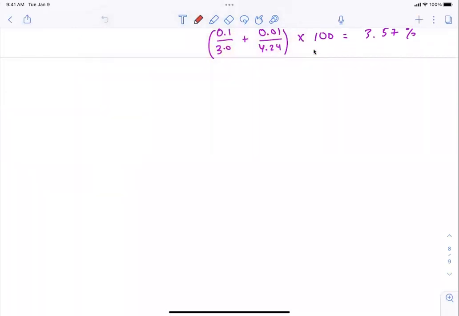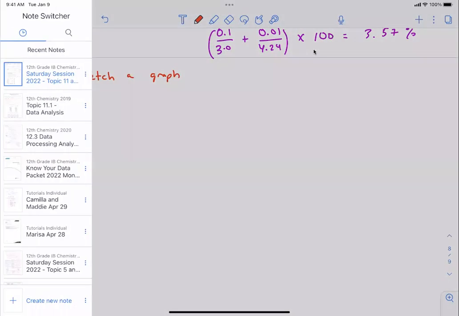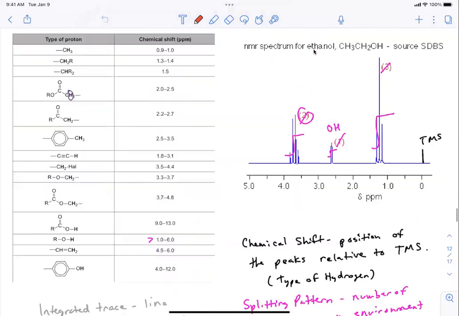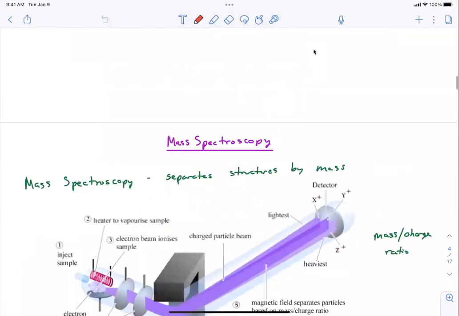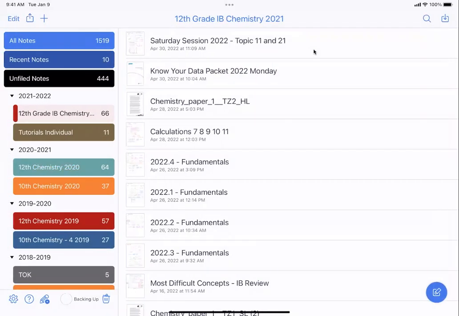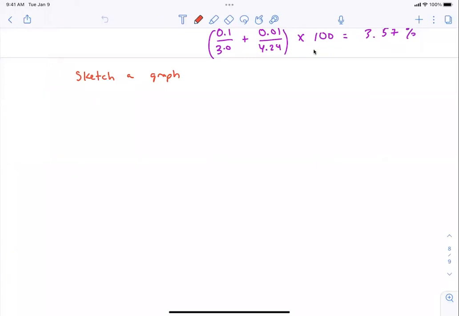Let's talk about a couple of different things on the graphical things as well. Okay. Wait, did I have, hold on a second. Is it sketch versus drawn? Okay, I just want to make sure. Oops, that's the wrong one. Okay, sketch a graph versus draw a graph.